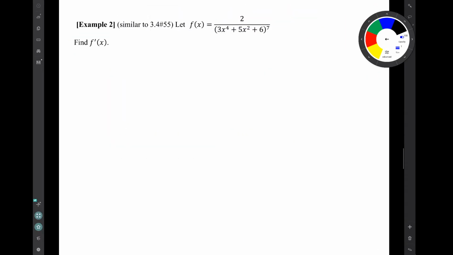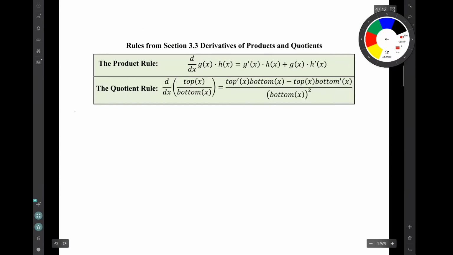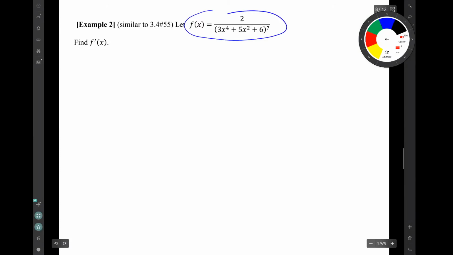Example 2. Let f of x be this function. Find f prime of x. Notice that this function is presented as a quotient. Remember that we have a rule for finding the derivatives of quotients. It's a really ugly rule. The derivative of a quotient is computed by this crazy formula. And also look what's in the denominator of that quotient. We have a nested function. So this looks like a quotient rule problem that's also going to require the chain rule to find the derivative of the denominator. Well, so that's really hard.